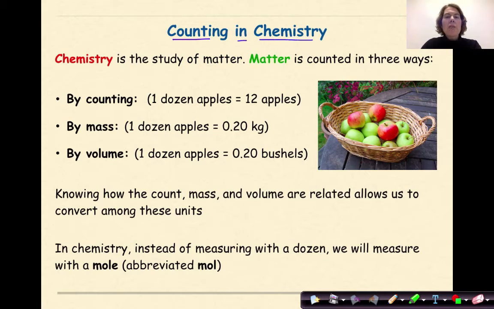Counting in chemistry. Chemistry is the study of matter, and matter is counted in three different ways: by counting, by mass, and by volume. Knowing how the count, mass, and volume are related allows us to convert among these units. In chemistry, instead of measuring with a dozen, we will measure with a mole, which is abbreviated MOL.